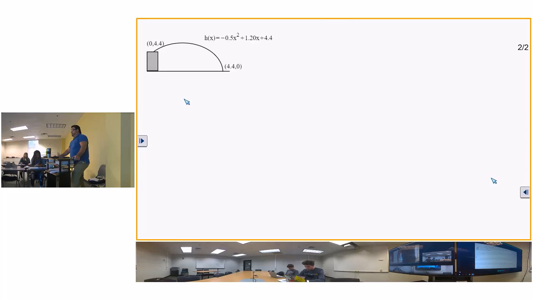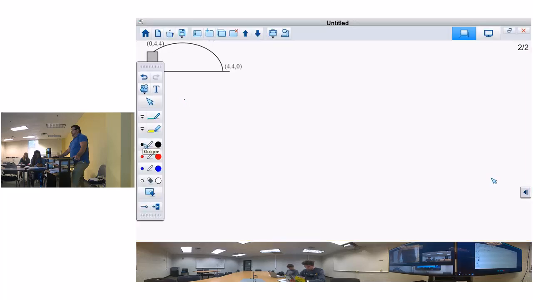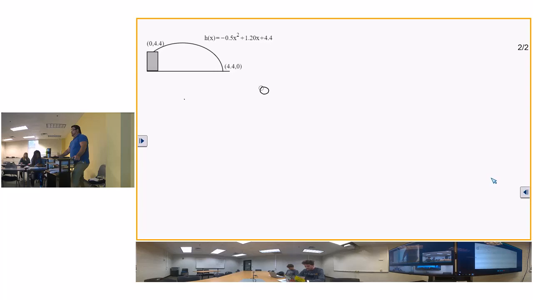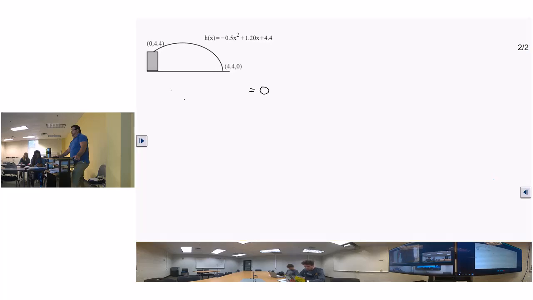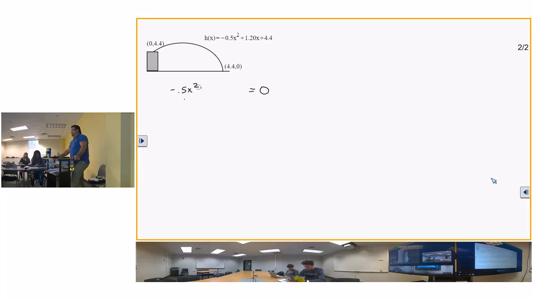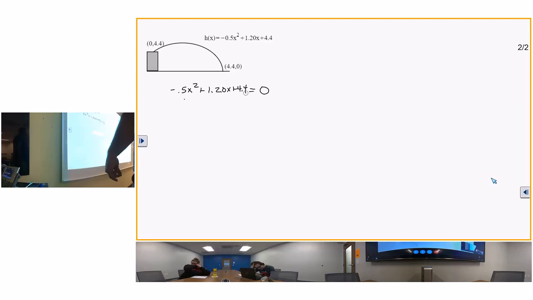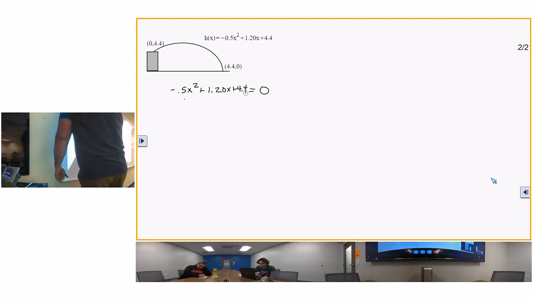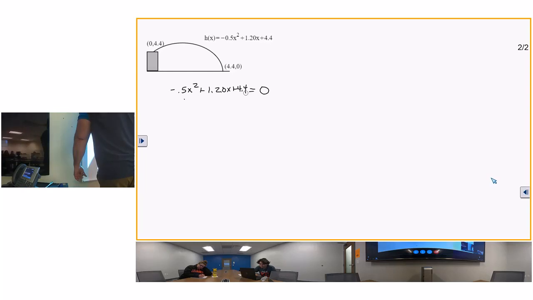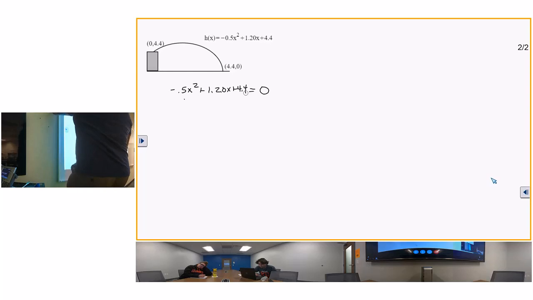So here we go. I'm going to put 0 over here, is equal to negative 0.5x squared plus 1.2x plus 4.4. And of course, I'm going to multiply through by what? I'm going to multiply through by 100. That's a placeholder right here. That's not 1.2. Well, it is 1.2, so it really doesn't matter. We can multiply by 10. All right.